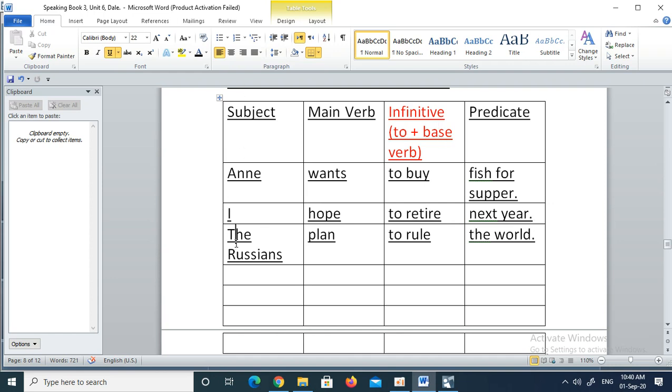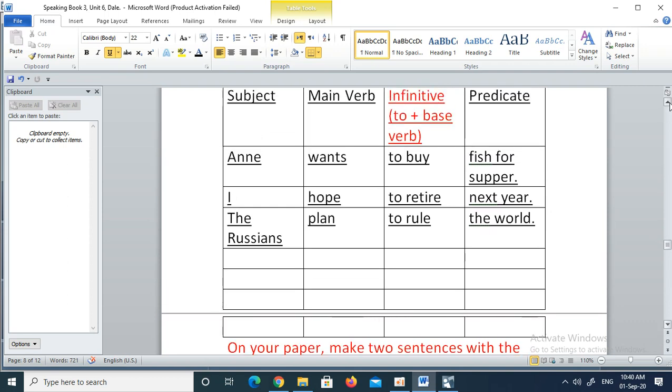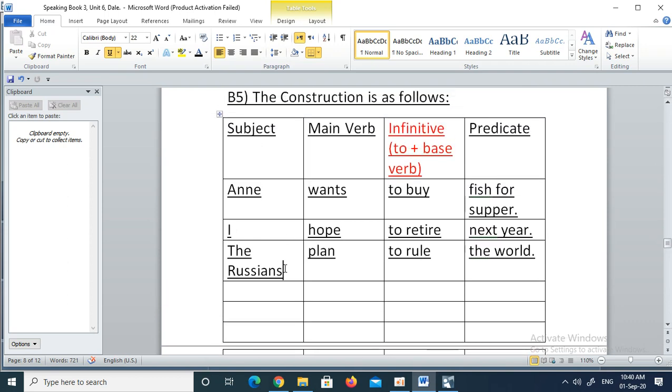If we look at example 3, the Russians is our subject. The main verb is plan. Our infinitive is to plus the base verb, and our base verb here is rule. The Russians plan to rule the world. Okay. Now, it is a very simple 4-block construction.